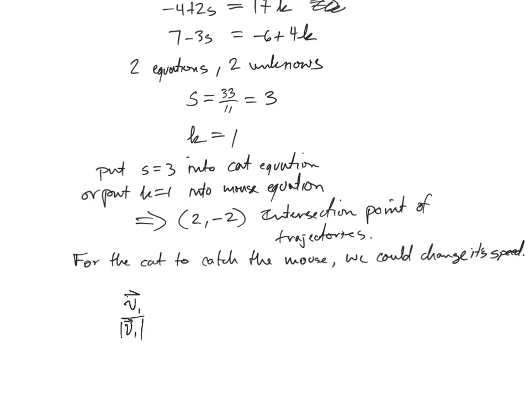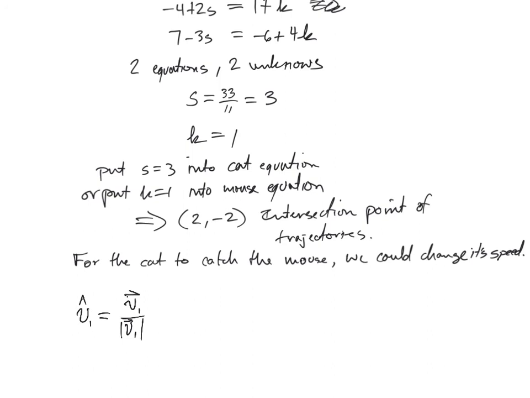Just divide it by its magnitude. That gives us a unit vector in the direction of the cat. Okay, it has a magnitude of 1, so it's telling us the direction of the velocity, which is the trajectory of the cat. But it doesn't tell us anything about the speed of the cat.